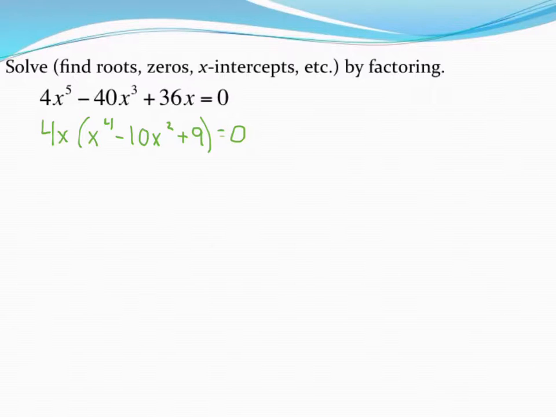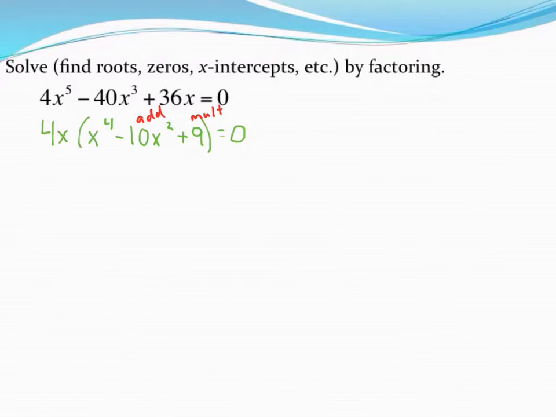Well, that's not factored completely. I can keep factoring this one. It's a trinomial, and there's a 1 in front. However, the exponents are higher than what they normally are. But like we talked about in one of the previous factoring videos, I'm going to pretend in this case. Pretend it's a normal trinomial. Pretend it's just x squared minus 10x plus 9.